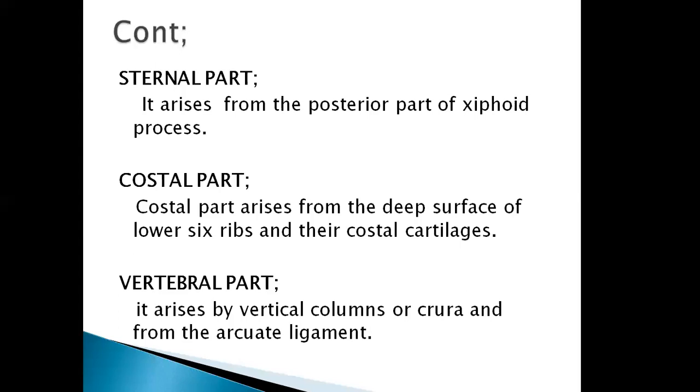Next slide. The parts are the sternal part, costal part and the vertebral part. Sternal part of the diaphragm arises from the posterior surface of the xiphoid process. Costal part arises from the deep surfaces or the posterior surface of the lower 6 ribs and their costal cartilages. While the vertebral part arises from the vertebrae L1, L2 and L3. Clear then?